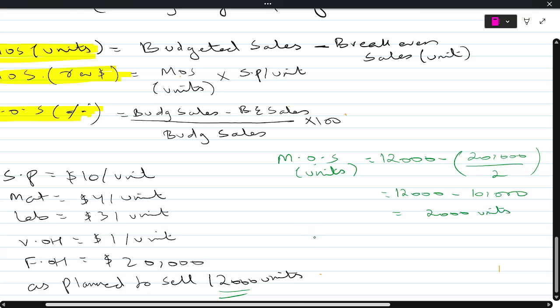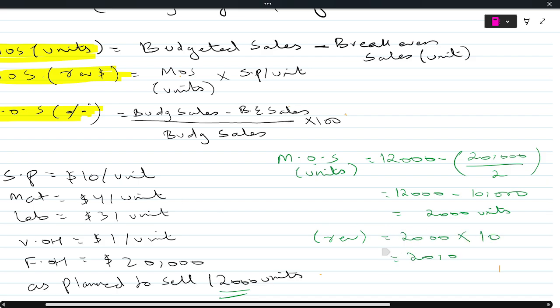Now, in terms of revenue, if I have to calculate, just take the units and multiply them by the selling price. So that's going to be $20,000 in terms of revenue.